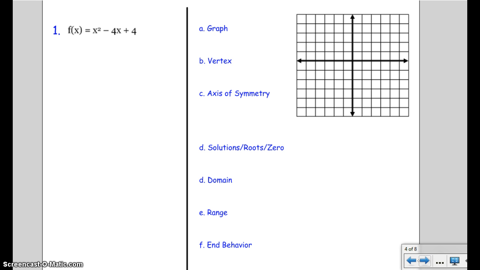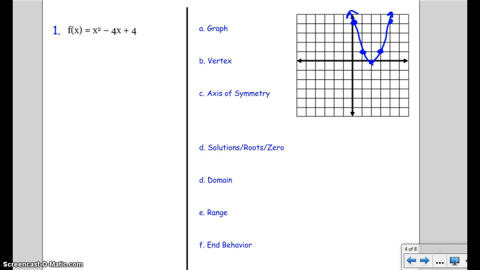So let's try a few examples of standard form equations. The first one is the function x squared minus 4x plus 4. Go ahead and pause the video here so you can graph this in your calculator and then translate the points from your calculator onto the diagram that I have for you. You should get a picture like this.